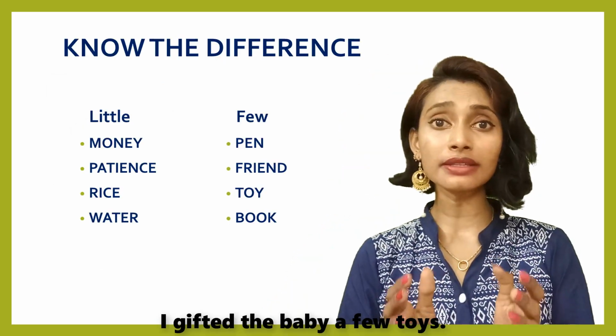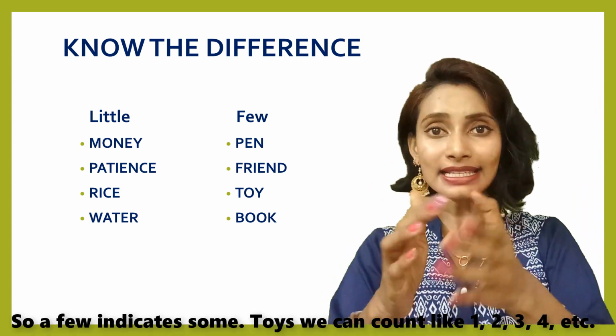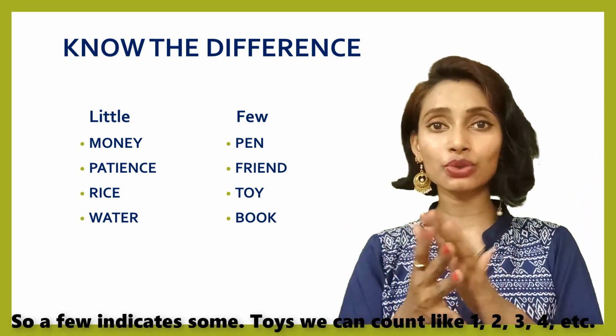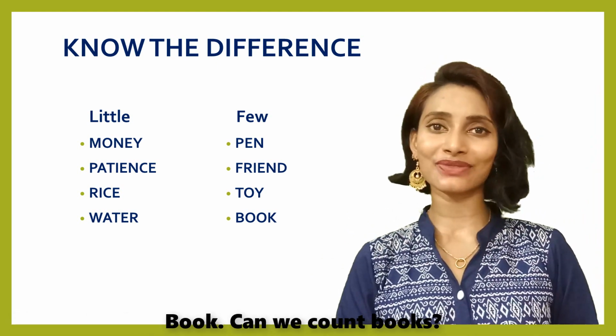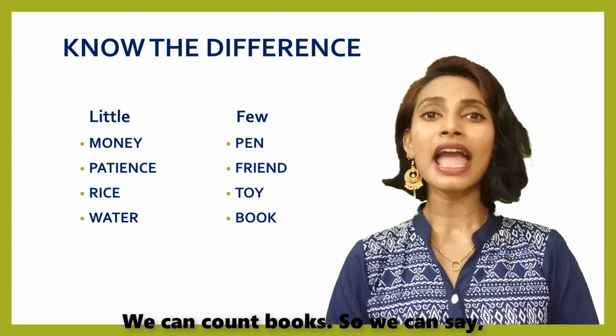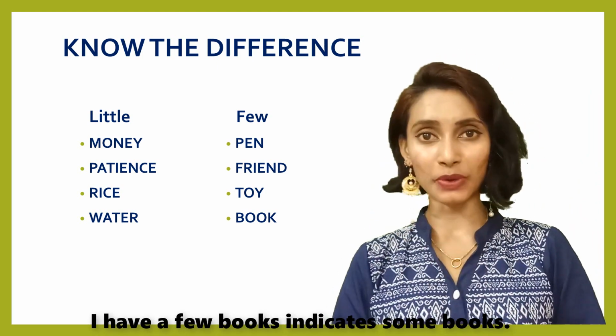Toy. I gifted the baby a few toys. So a few indicates some. Toys we can count 1, 2, 3, 4, etc. Book. Can we count books or not? Yes, we can count books. So we can say I have a few books, indicating some books.